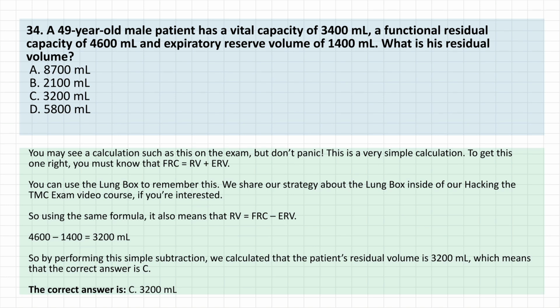So using the same formula, just rearranged a bit, it also means that the residual volume is equal to the functional residual capacity minus the expiratory reserve volume. So now we can plug in the numbers. 4,600 minus 1,400 equals 3,200 milliliters. By performing simple subtraction, we calculated that the patient's residual volume is 3,200 milliliters, which means that the correct answer is C.